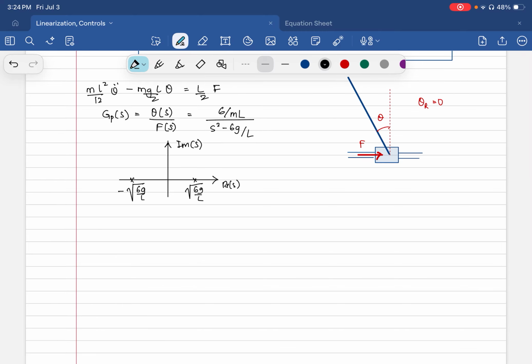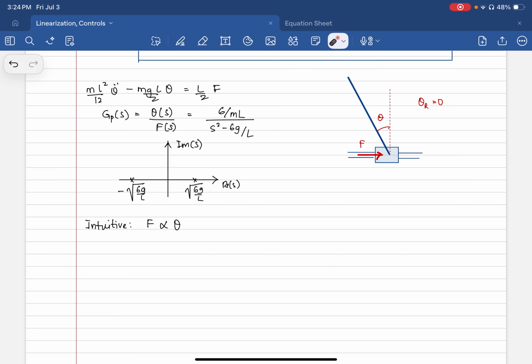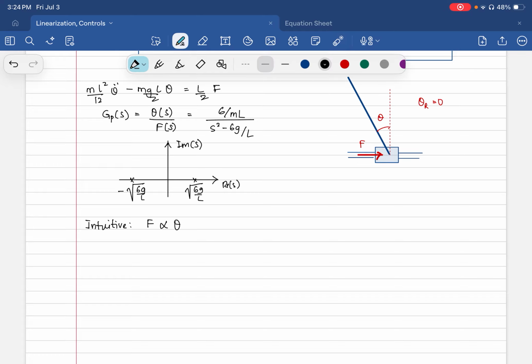So let's look at an intuitive way to control this. Let's say F is directly proportional to theta, which is that if the force F is some constant times theta, then maybe we'll be able to get it to behave in a way that gets it back to the vertical if the constant is chosen well. So F is equal to k theta. This will in fact be called a proportional controller.